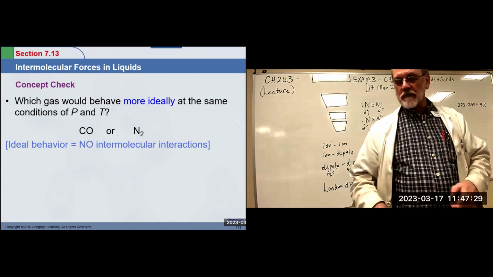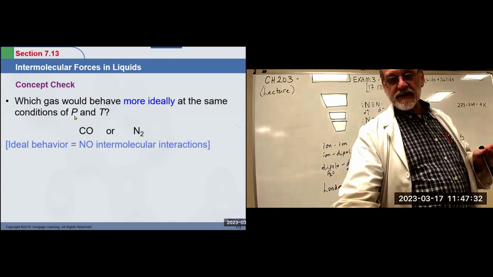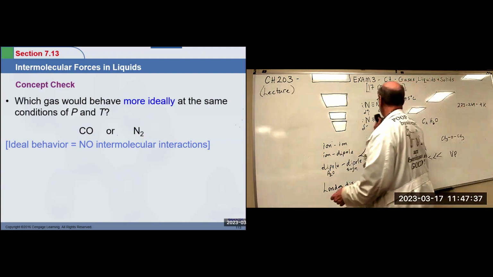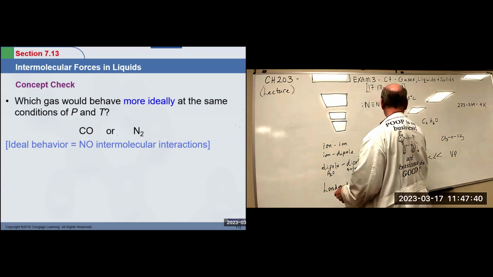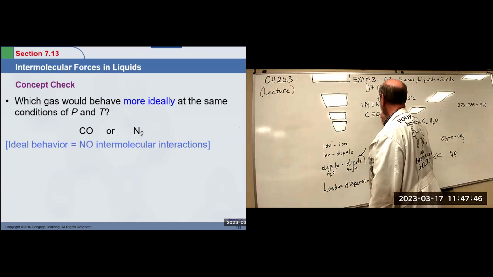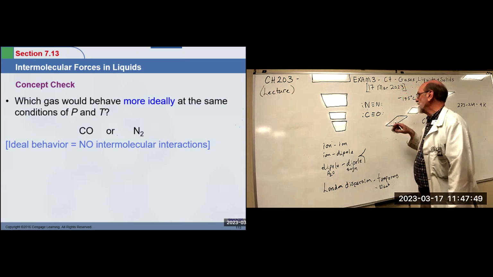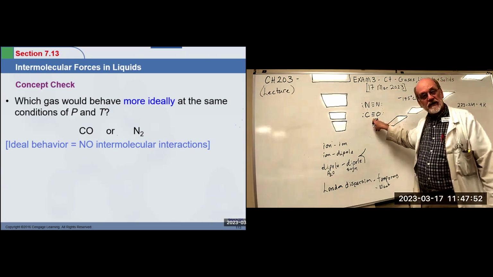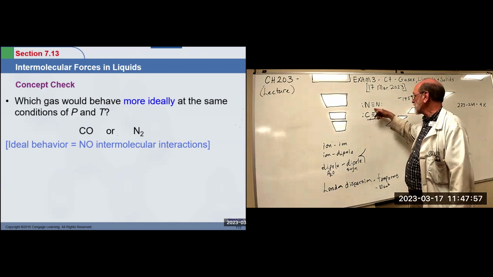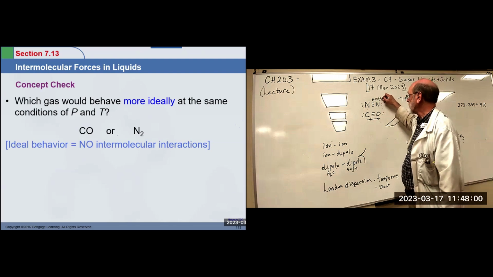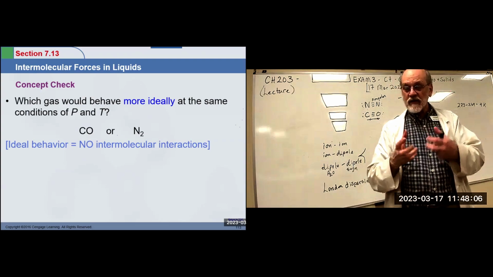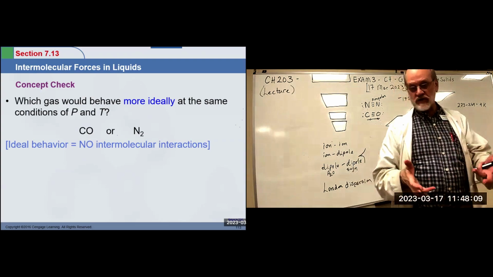Right? So in this example, what we're looking at is a difference between carbon monoxide and nitrogen. So if we compare them, what we see is oxygen is more electronegative than carbon. So we have a dipole set up here, whereas this is nonpolar. So the one that has the least intermolecular interaction is going to be more ideal, which is nitrogen.